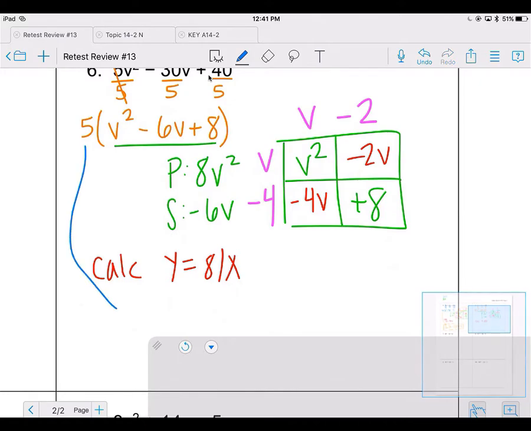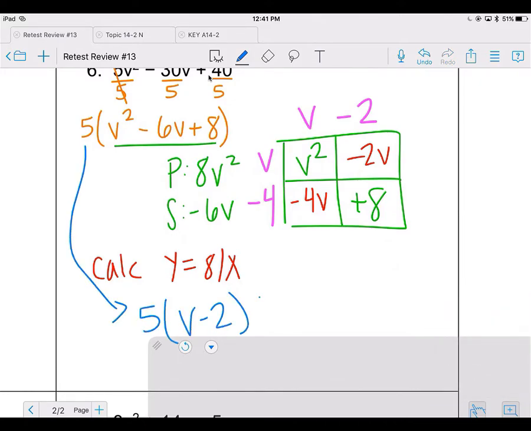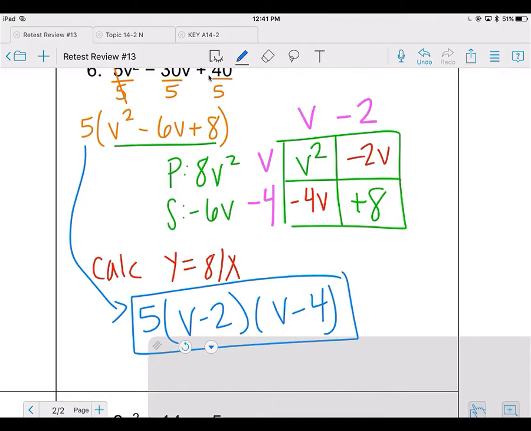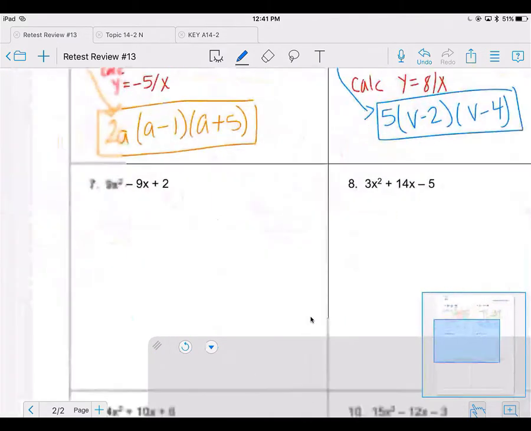So my full answer is the GCF I took out, my top factor, and my bottom factor. Again, top and bottom or side, it does not matter the order as long as you write them exactly like you see them.